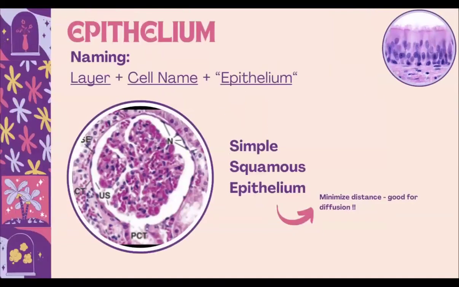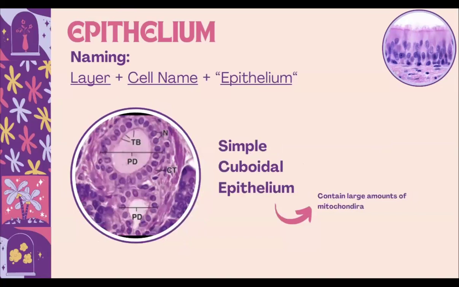So now we come into naming. You would say layer, cell name, and then epithelium. So we said that these are squamous cells. You don't see any other layer under this. They're attached to a very prominent basement membrane, this pink line. So this is simple squamous epithelium. And then we have this one, cuboidal cells, only one layer, simple cuboidal epithelium. Don't confuse this part for this part. These are two different sections.